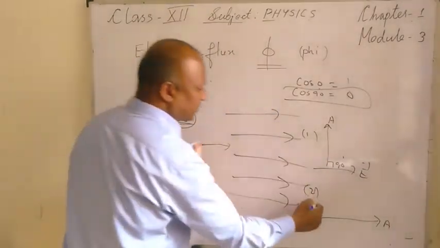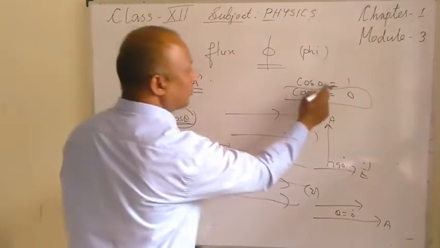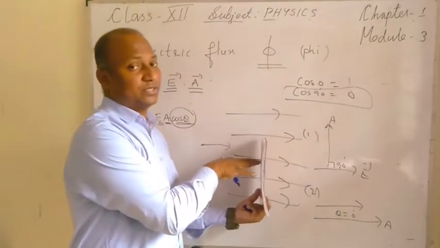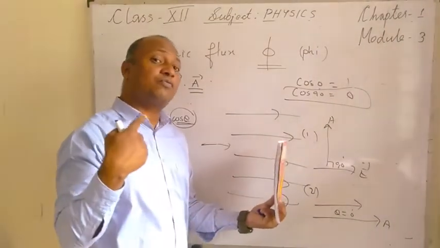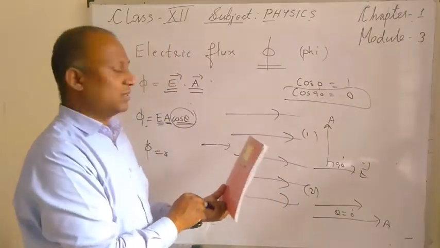And electric field is also in the same direction. So theta is how much? 0 degree. So cos 0 is how much? 1. So you have maximum number of field lines passing through it. Maximum number of flux. You have maximum flux through this surface.